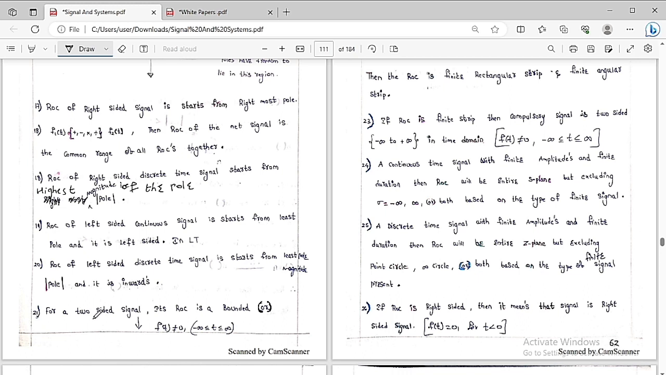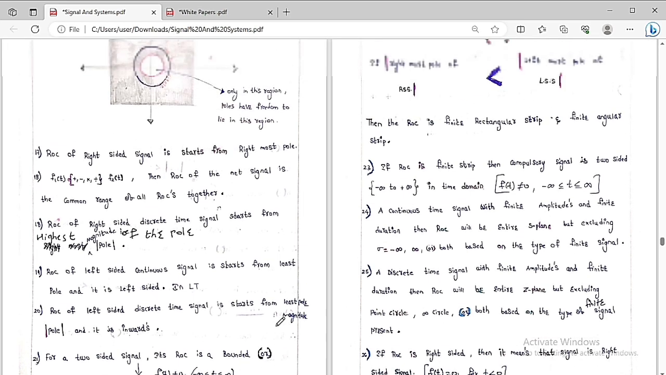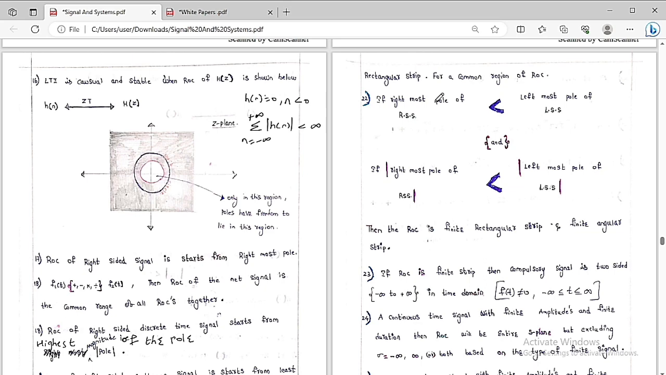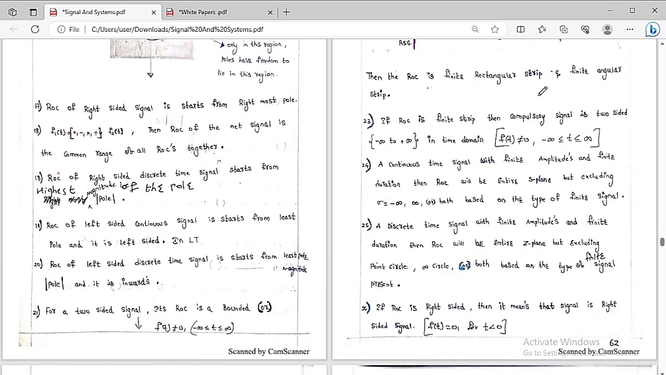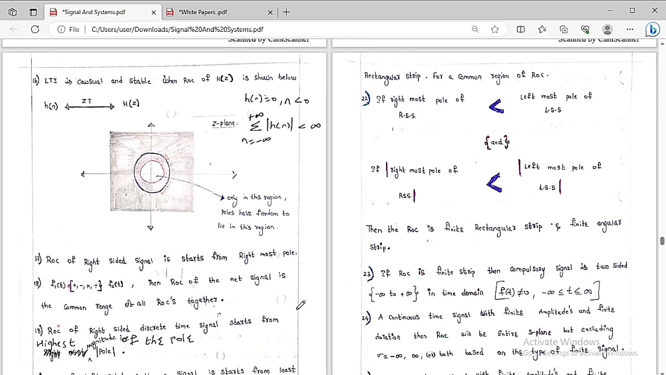So now the next thing is, for a two-sided signal, its ROC is bounded, or a rectangular strip for a common region of ROC. What's the meaning of a two-sided signal? f of t is not equal to 0 for minus ∞ < t < ∞. That is the definition of a two-sided signal. Its ROC is a bounded or rectangular strip for a common region of ROC.